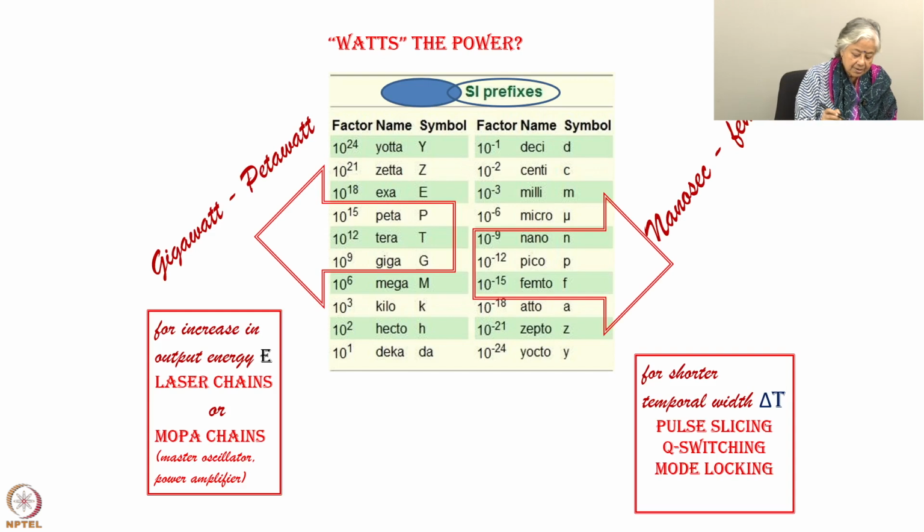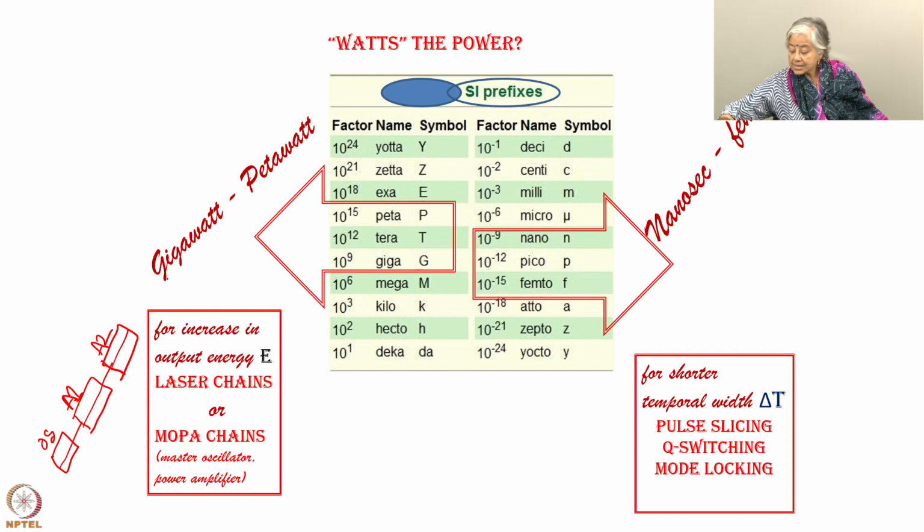So, you will have something like this: this is the oscillator, suppose. The light from this is amplified into amplifier 1. The light from this is amplified into amplifier 2, and so you can go on, unless you have practical difficulties of having too much heat and not being able to curb all that heat. But this is what a laser chain looks like.